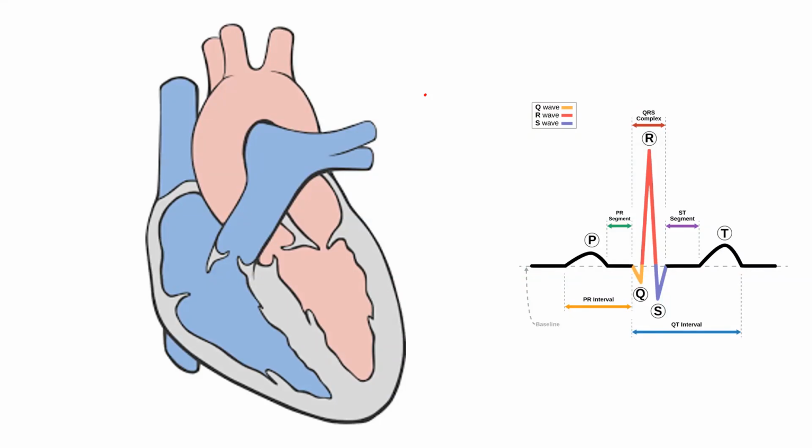Okay, perfect. So electrical conduction starts around here, kind of around your right atrium. And this is what's known as your SA node. That's your intrinsic natural pacemaker of the heart. And from here, the electrical pathway travels down into what's known as your AV node.